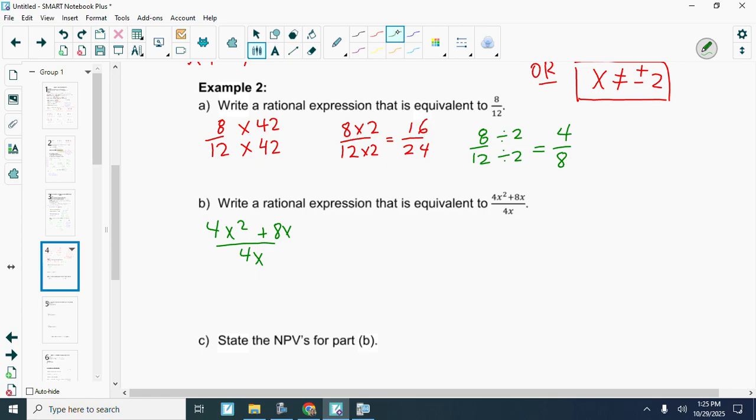Did you say multiply or divide? We could divide everything by 2. Absolutely. Now when we divide everything by 2, we literally mean every single term. So we would divide this by 2, we would divide this by 2, we would divide this by 2. Everything needs to be divided by 2. So this would be 2x squared plus 4 all over 2x. That is an example of one equivalent fraction.